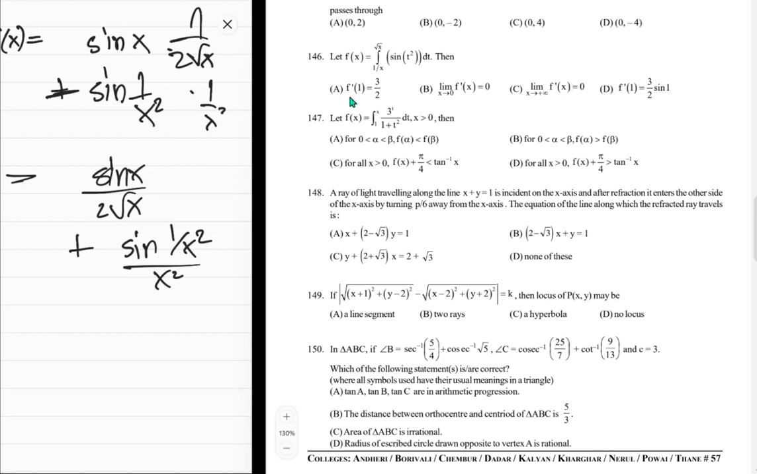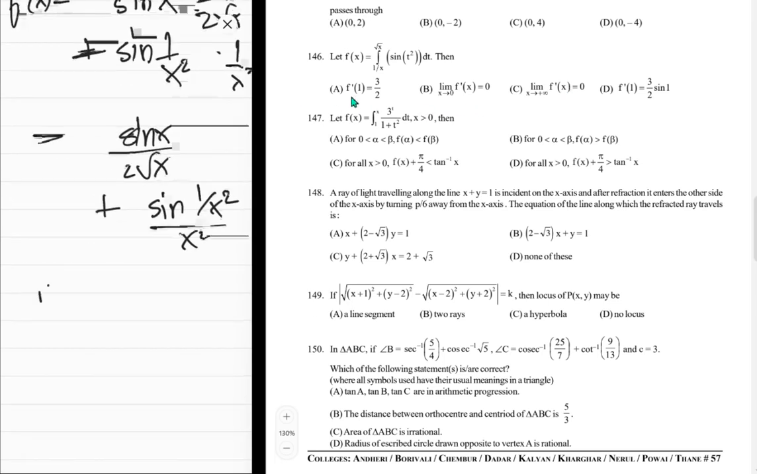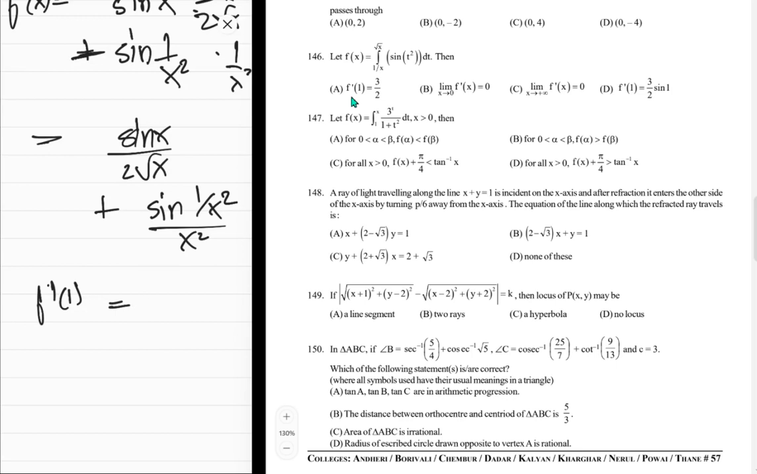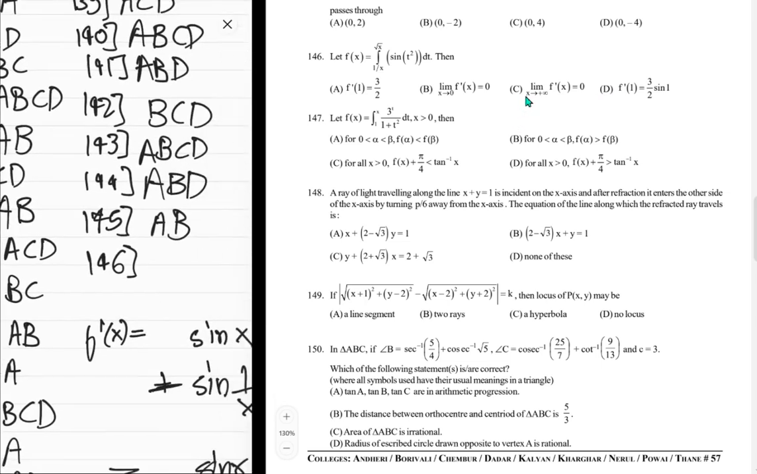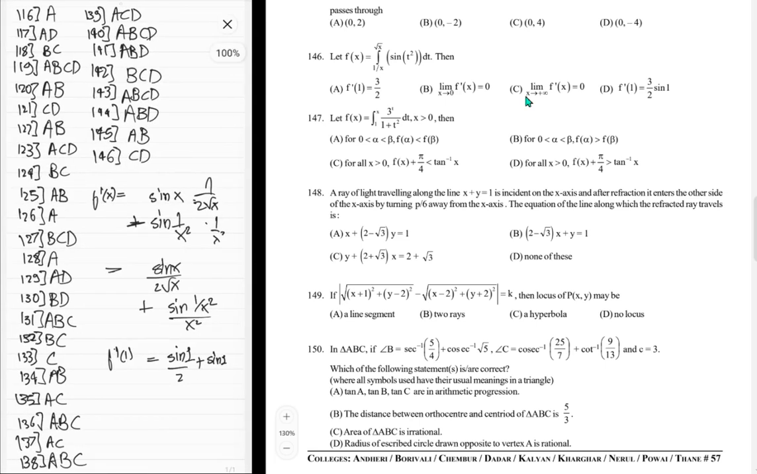और फिर अपने को चीज है f dash of 1. So f dash of 1 is the sine of 1. What? Sine of 1 upon 2 plus sine of 1. Well, that's 3 upon 2 sine 1. So it's going to be D. D is correct and C is correct. So C and D. Cool. Next.